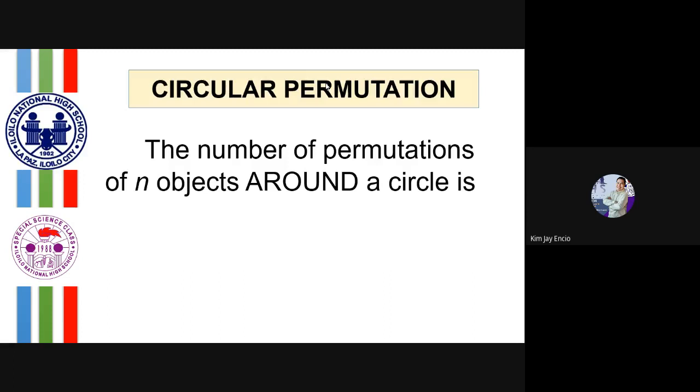That is, the number of permutations of n objects around the circle is n minus 1 quantity factorial. Again, this is true for circles. If it is on a line or a linear permutation, for example, that's n factorial only. But for circular, n minus 1 quantity factorial.